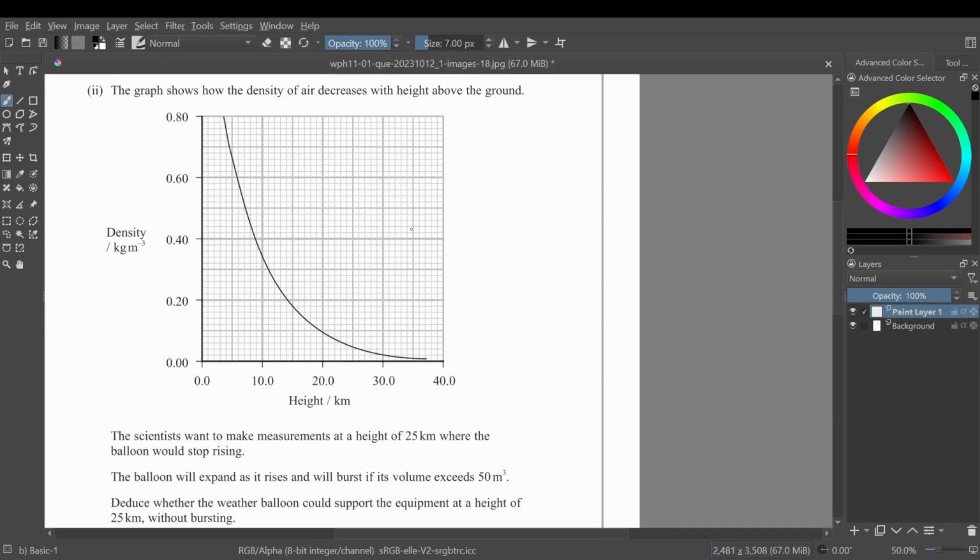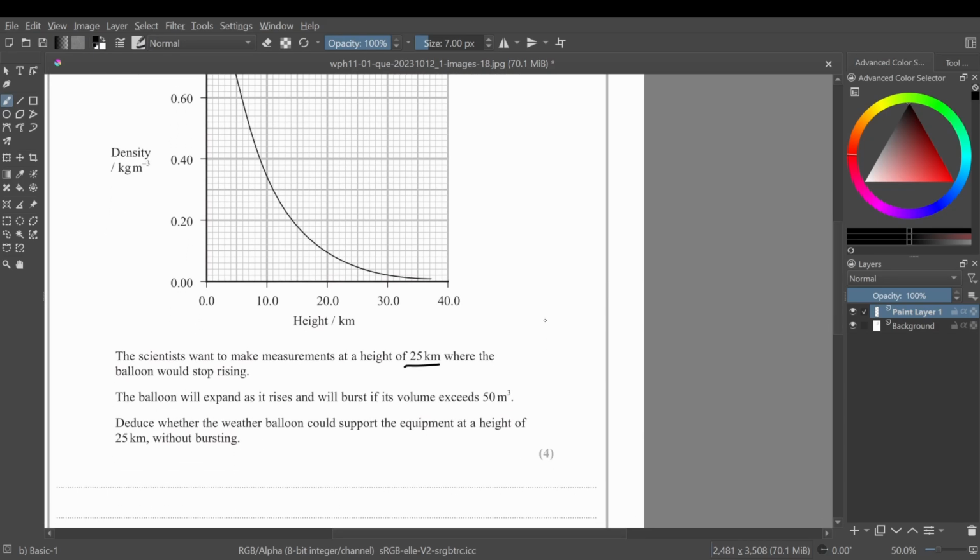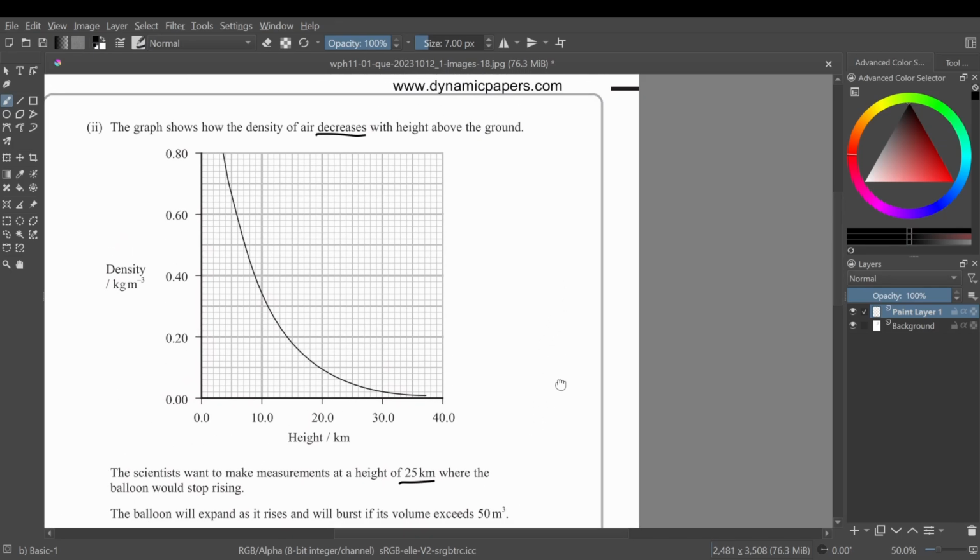Okay, so part 2 of the same question says that the graph shows how the density of air decreases with height above the ground. The scientist wants to make measurement at a height of 25 kilometers where the balloon would stop rising. The balloon will expand as it rises and will burst if the volume exceeds 50 meter cube. Deduce whether the weather balloon could support the equipment at a height of 25 kilometers without bursting. Okay, so what is actually happening here?